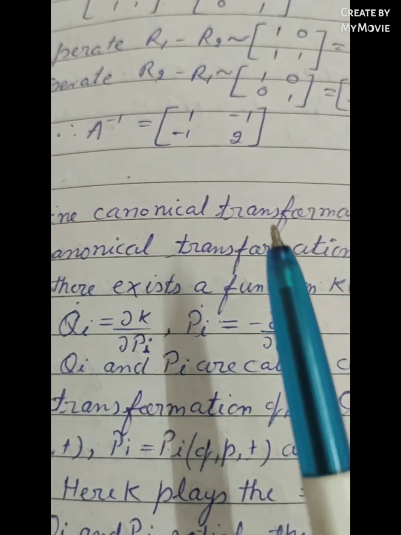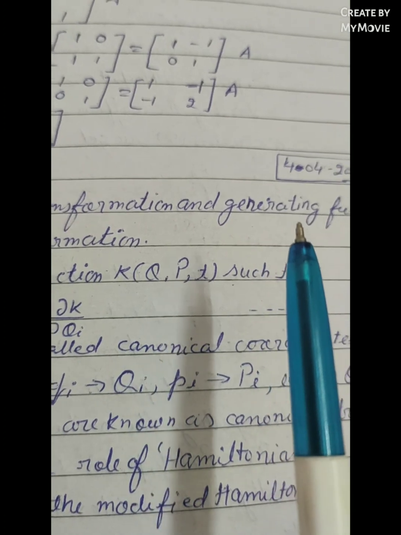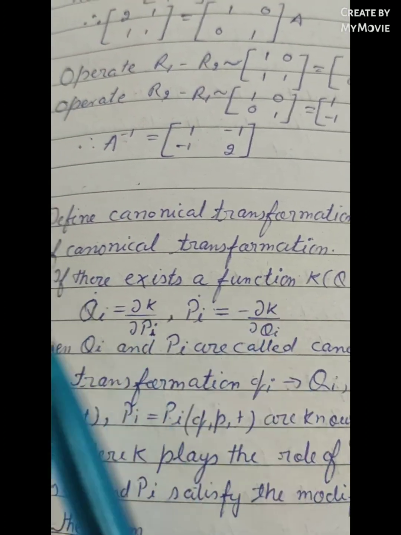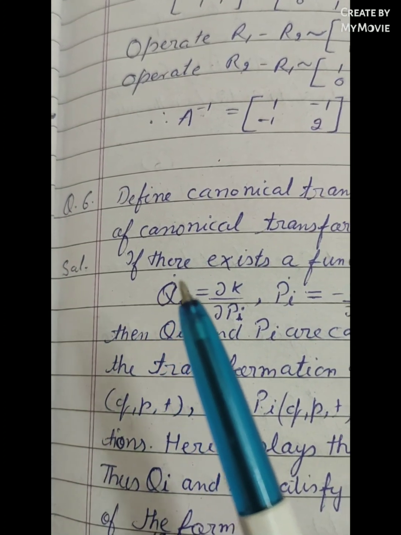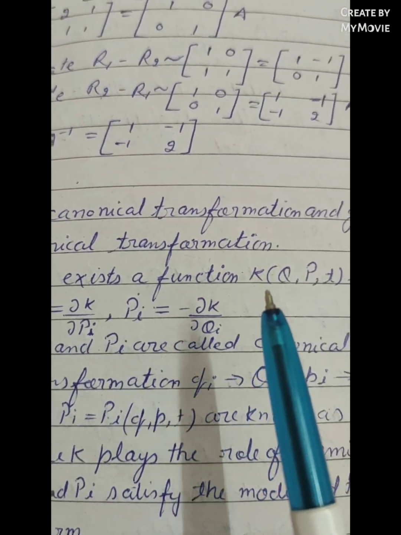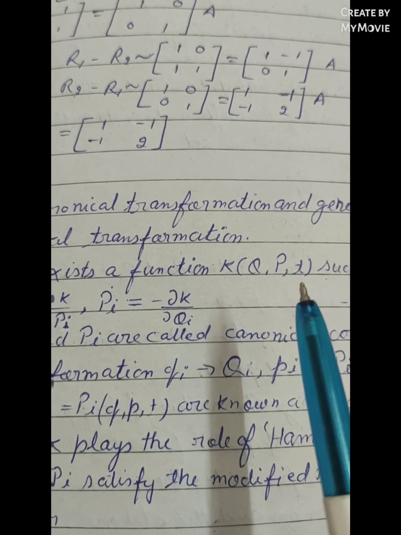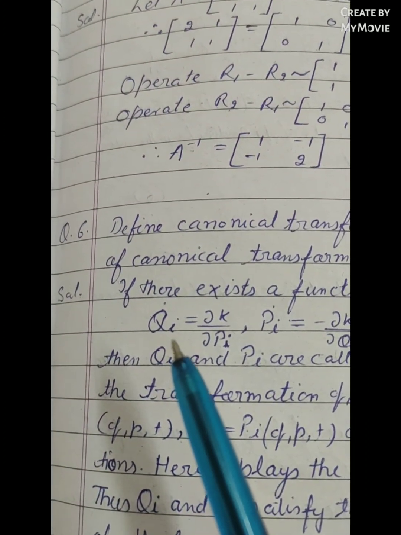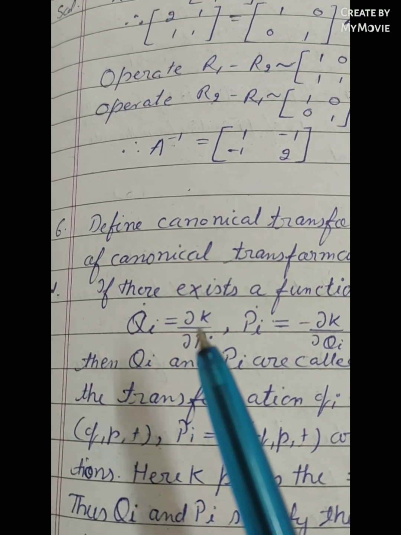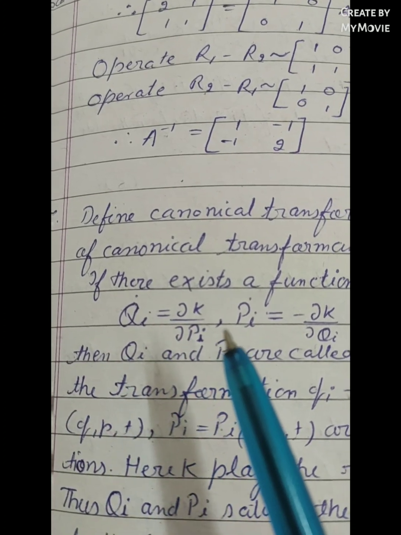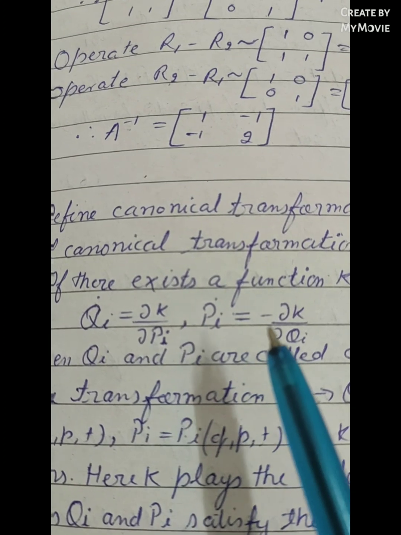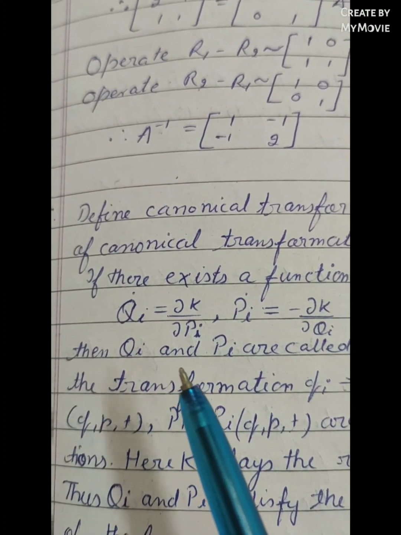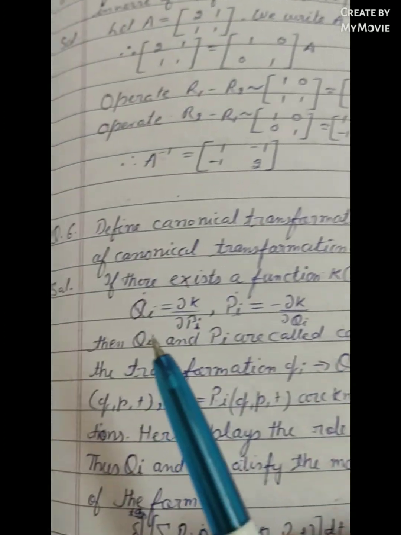Define canonical transformation and the generating function of canonical transformation. Now solution: if there exists a function K(q, p, t) such that qi dot is equal to ∂K/∂pi, pi dot is equal to −∂K/∂qi, then this is equation 1.